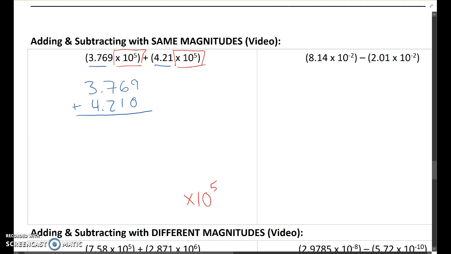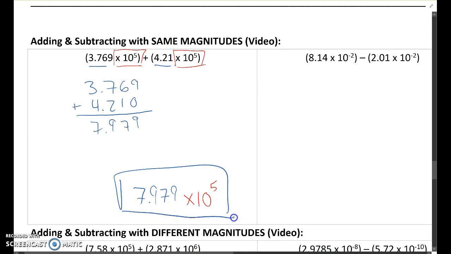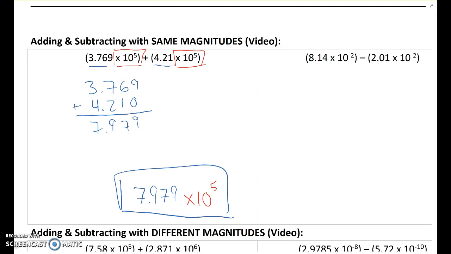From here, this is very basic addition. 9, 7, 9, 7. So I end up with 7.979 times 10 to the 5th. And that's my answer. It's very simple. Does not require a great deal of effort.